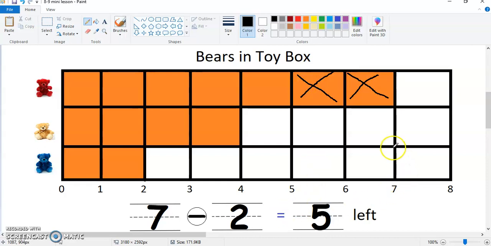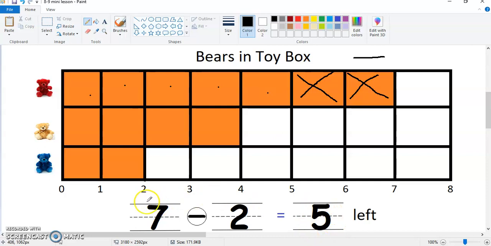Remember, when we hear the word left, we know that means minus. If we're saying leftover, that means minus. So first, our math problem down here says, how many in all? He started with 7 red bears in all. Then he took out 2. Now we're asking how many left over. Remember, take out means minus. We'll count 1, 2, 3, 4, 5. There were 5 left over.